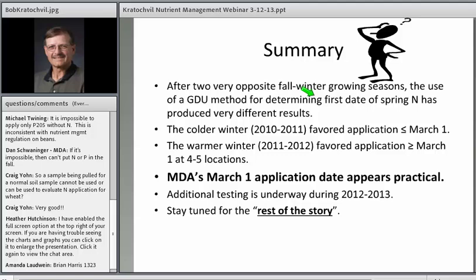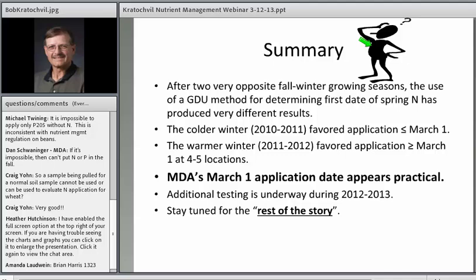So, this is me. I'm still scratching my head, because after two very opposite fall-winter growing seasons, the use of a GDU method for determining the first date of spring N has produced very different results. With the colder winter that we had in 2010-2011, an application March 1 or earlier was favored. With the warmer winter, the winter you would have assumed getting nitrogen out earlier would have performed better.